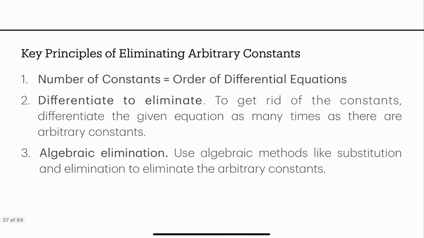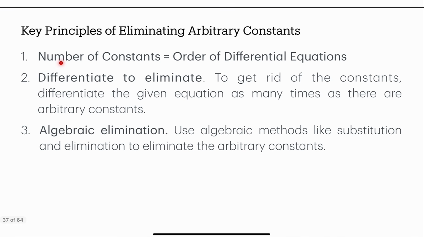So the key principle in eliminating arbitrary constants is that the number of arbitrary constants helps us determine the order of the differential equation. Now, why is the order equal to the number of constants? Because to get rid of the constants, we differentiate the given equation as many times as there are arbitrary constants. So if there is only one arbitrary constant, we differentiate once, so the order is first order. If there are two arbitrary constants, we differentiate twice, so it's a second order differential equation that we obtain.